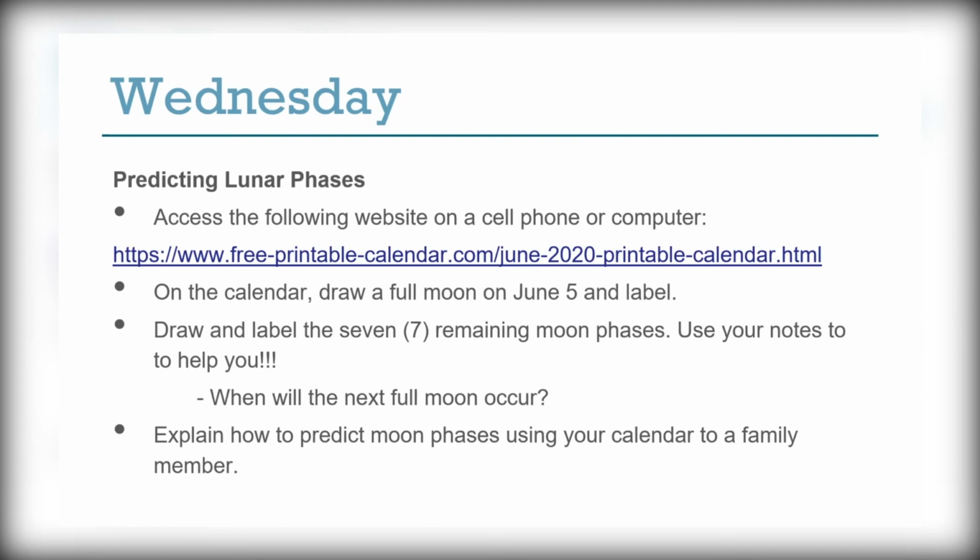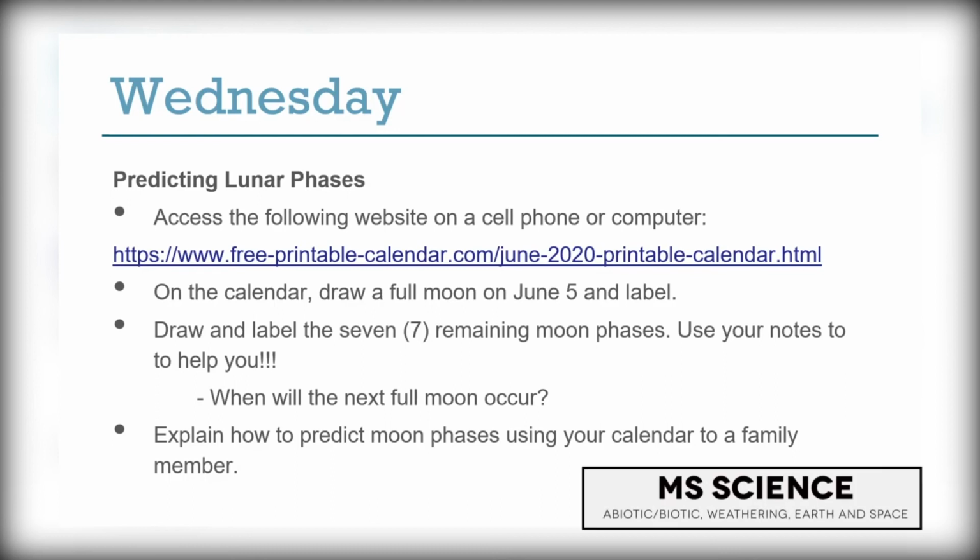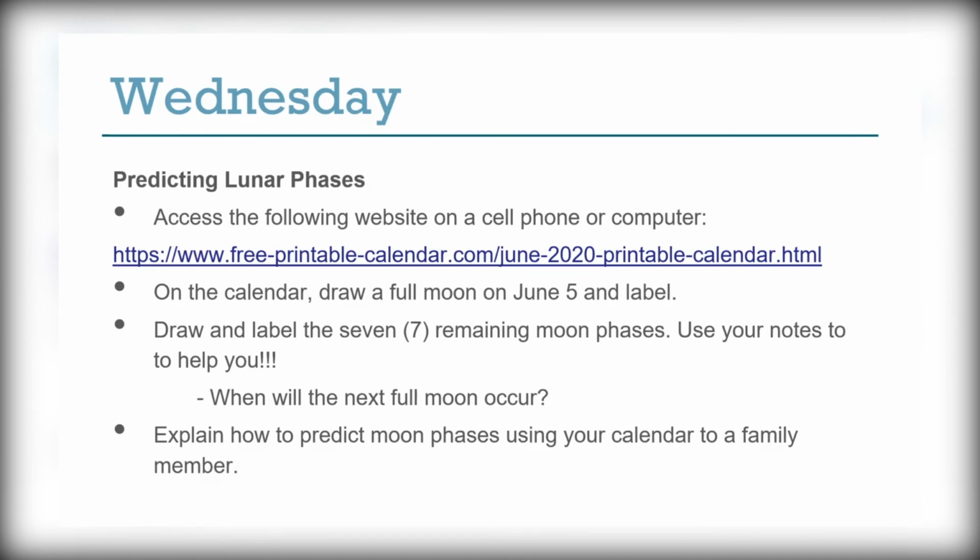On the calendar, you will need to draw a full moon on June the 5th and label it as a full moon. Once you label that as a full moon, then go back and label the other 7 remaining moon phases. Use your notes to help you. Can you predict? Can you tell when the next full moon will occur?